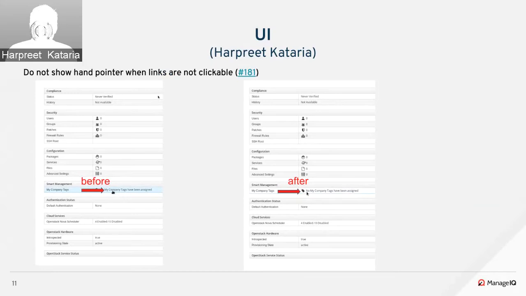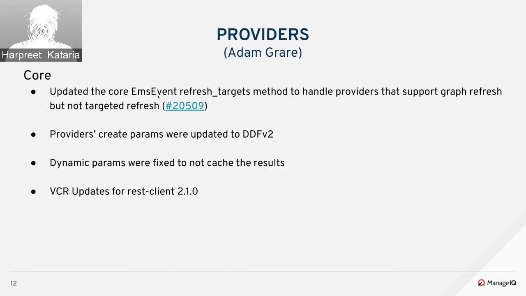An issue was fixed on summary screens in the smart management box. Even though the rows with classification tags info are not clickable, they still had a hand pointer on them. That was confusing for the users, so that got fixed. And that's all I have for the UI.